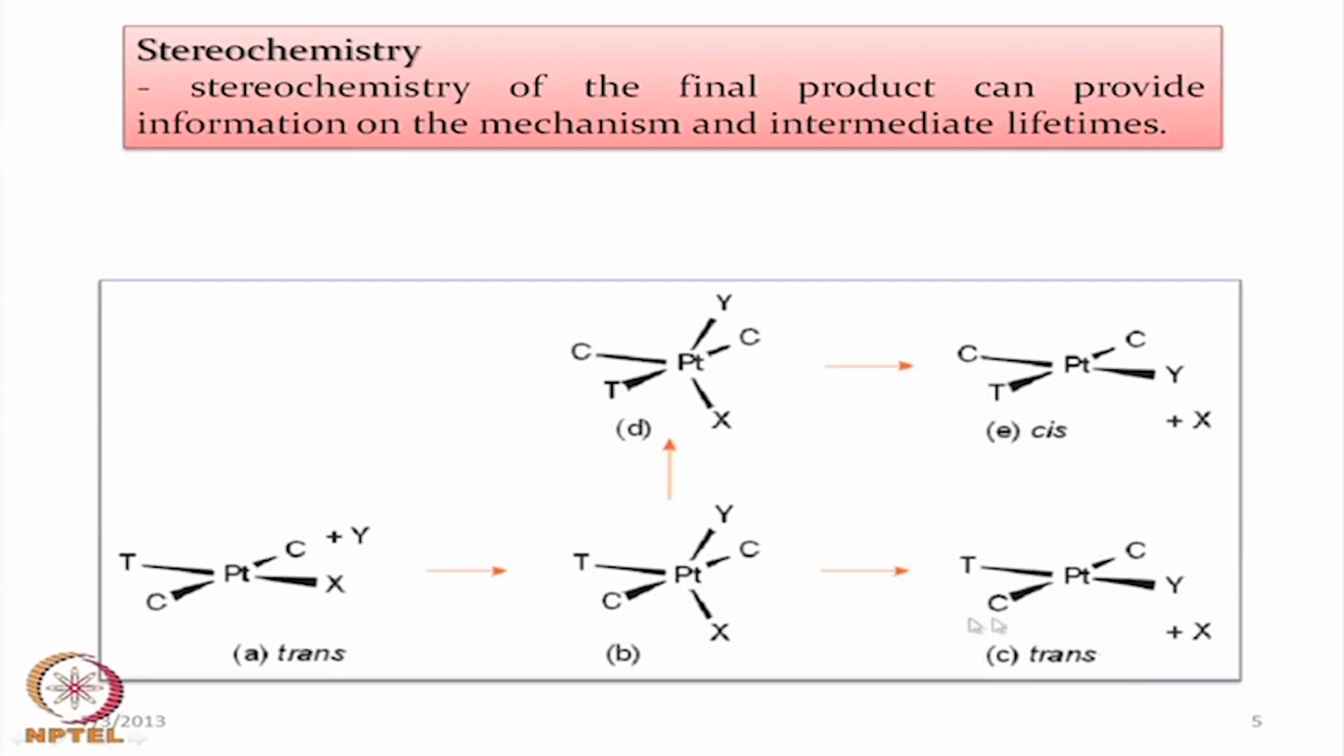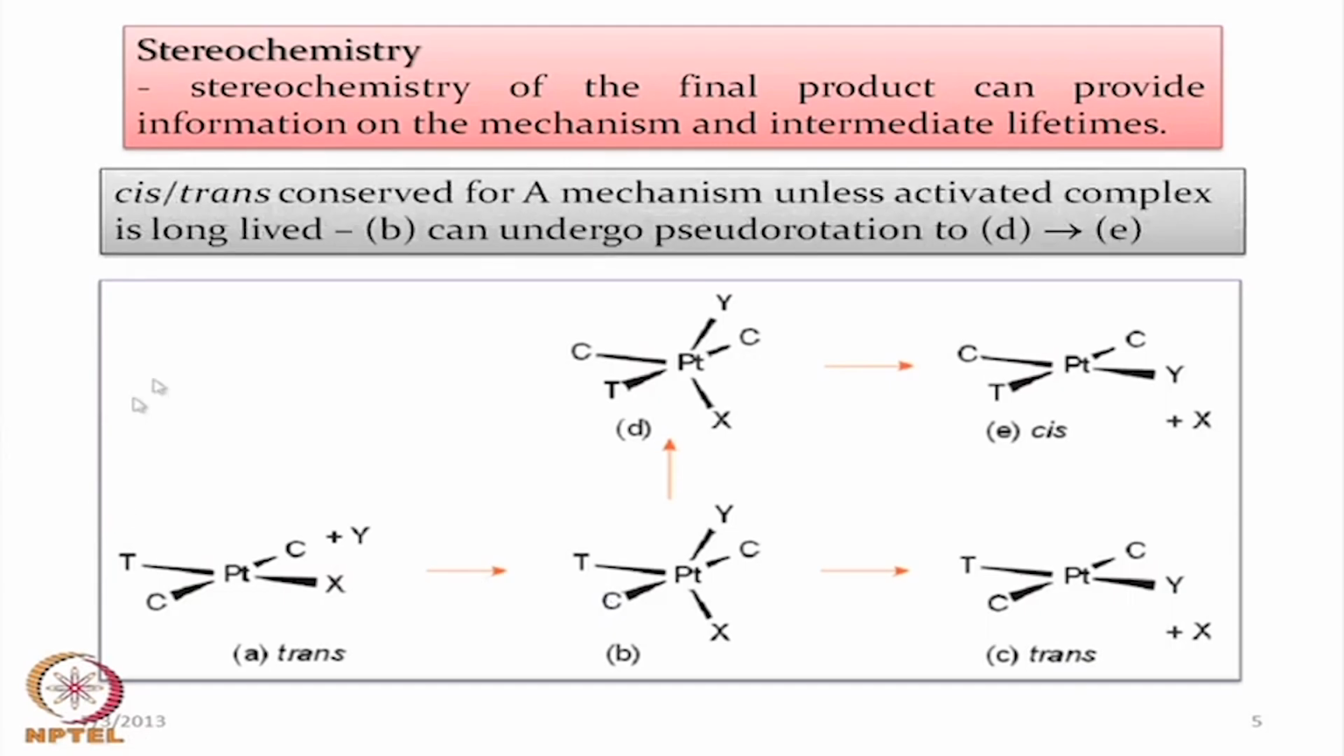So, these two are the possibilities depending upon the stability of the intermediate. So, cis and trans geometry can be conserved for a mechanism. So, if both cis and trans geometry are conserved, that means if it is trans to trans conservation, that means associative mechanism, unless the activated complex is long lived. So, the mechanism is associative, that means there is an increase in coordination number, that coordination number is moving from 4 to 5, and this has less stability and lifetime, so immediately it is moving towards the product.